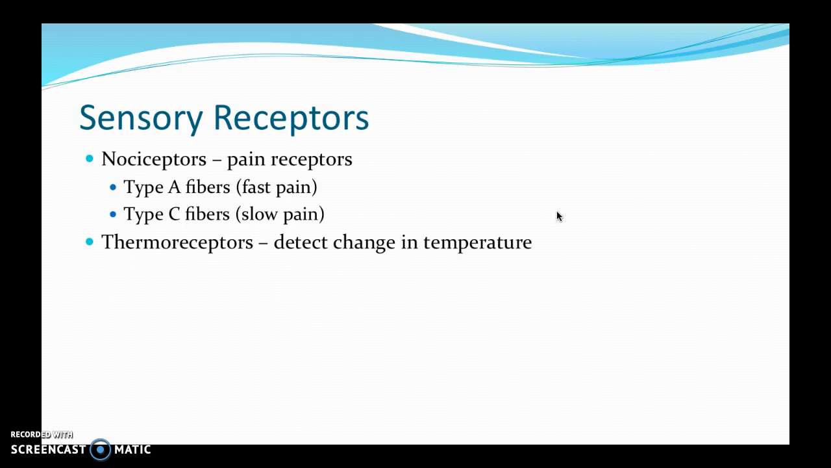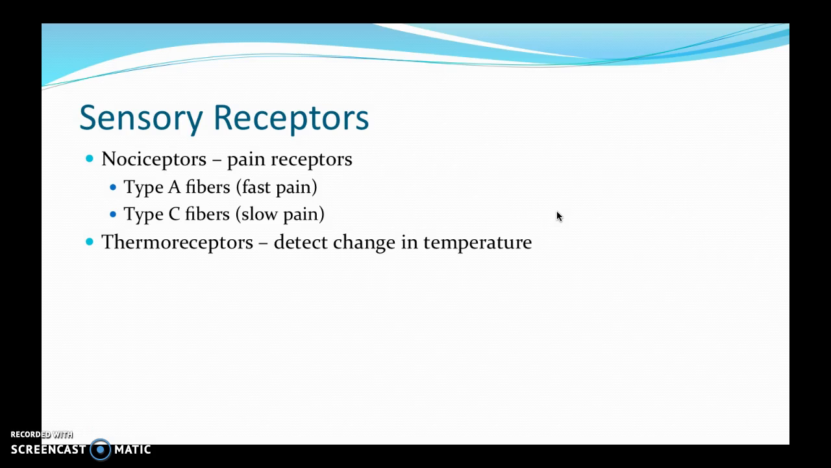Nociceptors are receptors that only respond to pain. There are two types of pain and pain fibers. Type A fibers carry fast pain signals, and type C fibers carry slow pain signals. When a person describes their pain, they usually use terms such as sharp and shooting or dull and achy. The sharp shooting pain is the fast pain carried over type A fibers, and the dull achy pain is slow pain carried over those type C fibers.